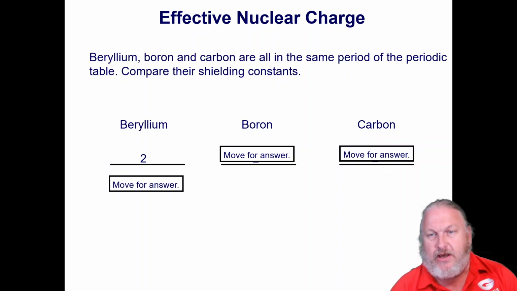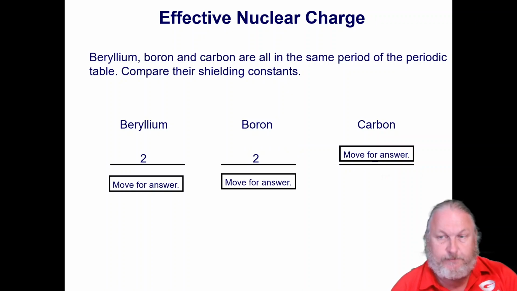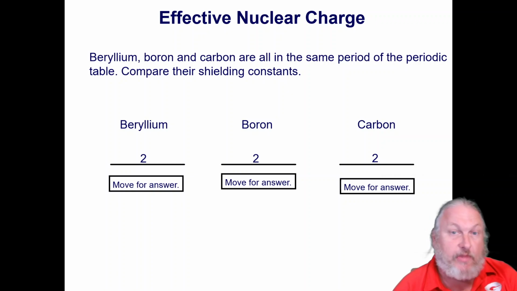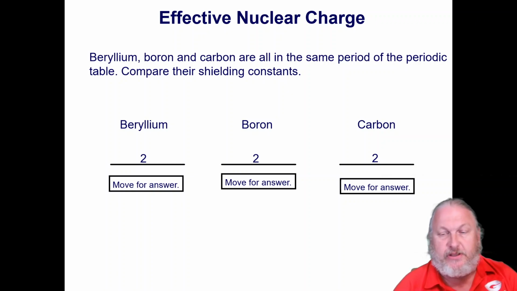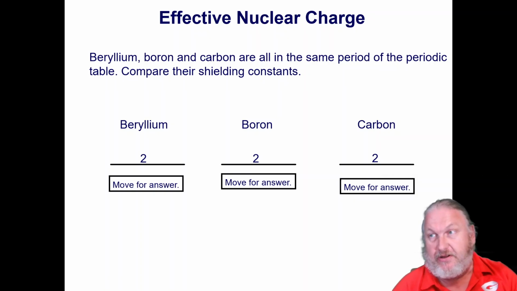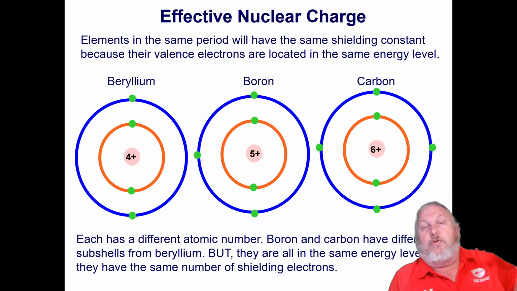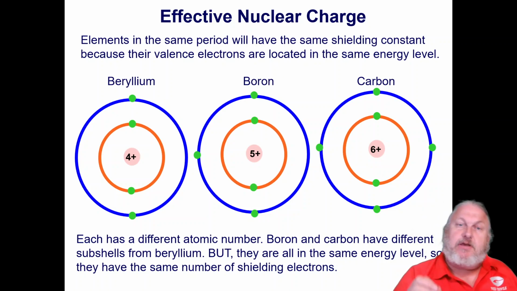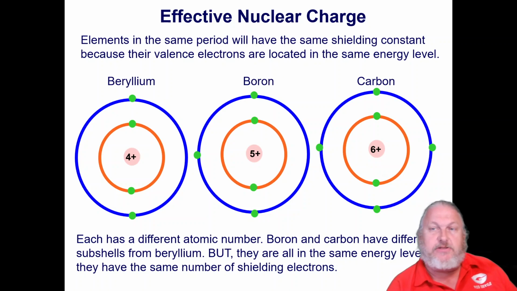So its shielding constant is again going to be 2. Carbon, element number 6. Again, 2 electrons in that first energy level. So that again is 2. So they have the same shielding constant, or that same number of inner shell electrons. So the elements in the same period are going to have the same shielding constant. We're still on the same row because the valence electrons are located in the same energy level.